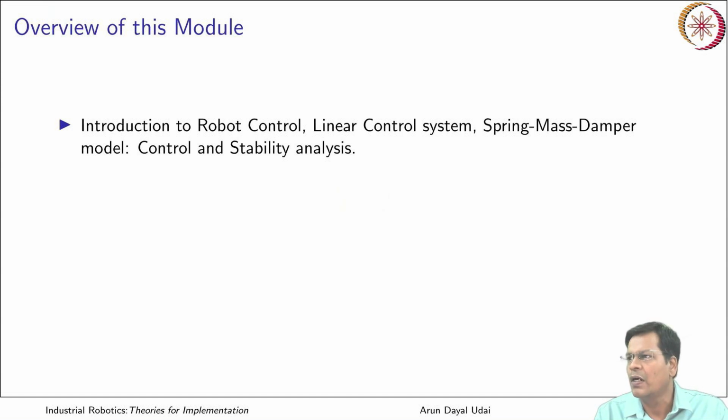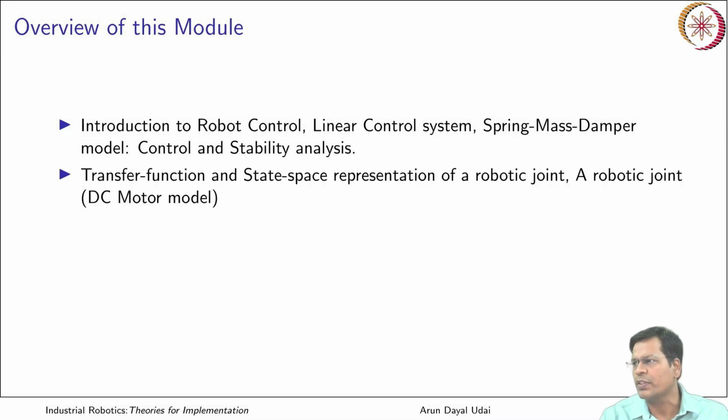In today's class, I'll be introducing you to robot control and the linear control system. I'll discuss the spring mass damper model, and control and stability analysis we'll do later on in other lectures. Then the transfer function and state space representation of a robotic joint.